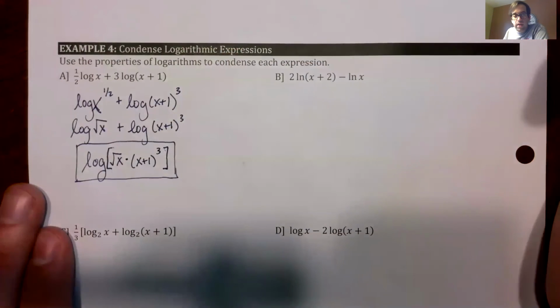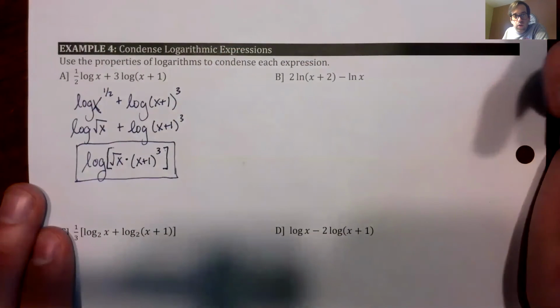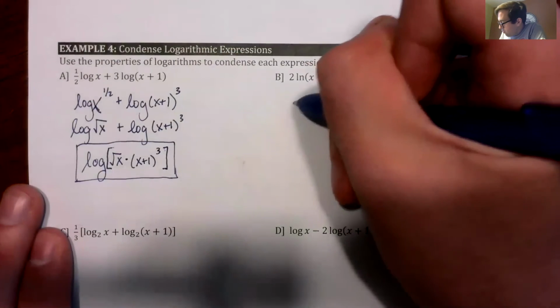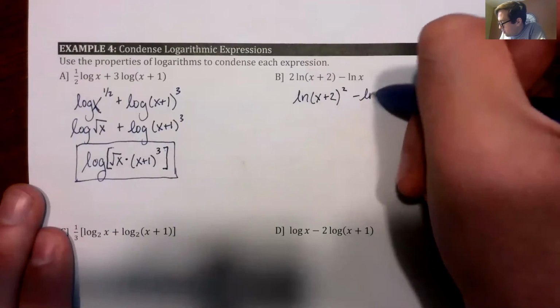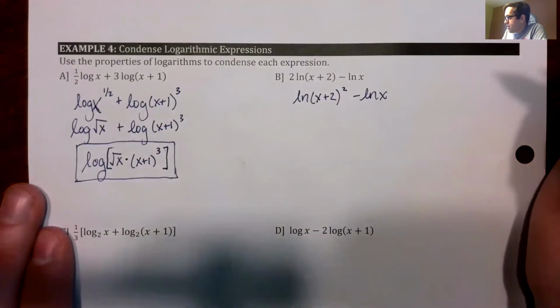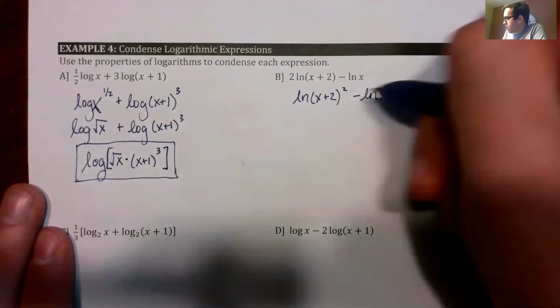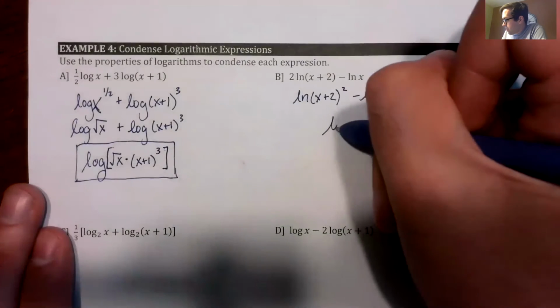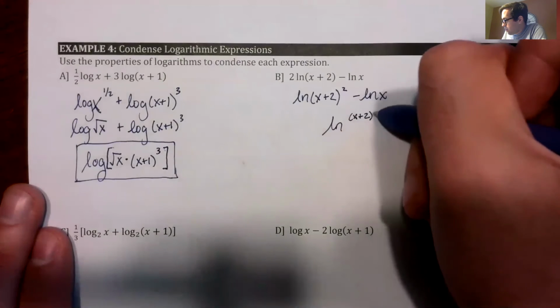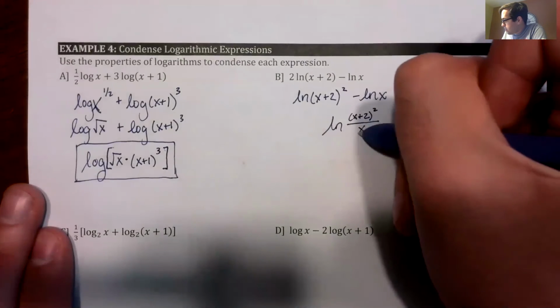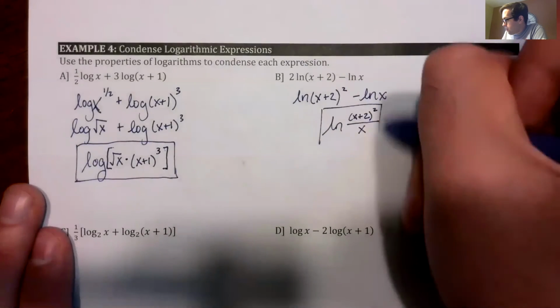All right, let's try letter B. We've got a coefficient, so I'm first going to write that as an exponent. And then I have subtraction in between 2 natural logs, so I'm going to write this as the x plus 2 squared is in the numerator, and the x is in the denominator. There we go.